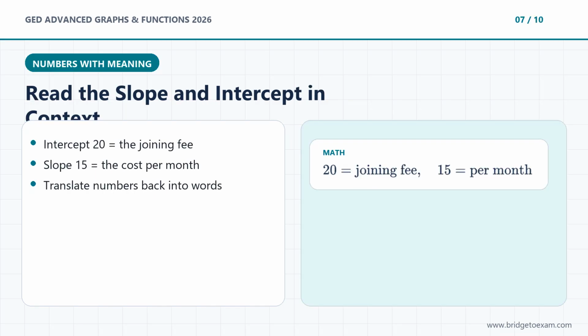A good model comes with meaning. In C equals 20 plus 15M, the 20 is the cost before any months pass, the joining fee. The 15 is how much the cost climbs each month, the monthly rate. Always translate your intercept and slope back into the words of the situation.